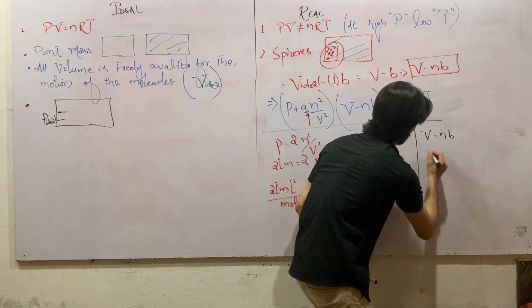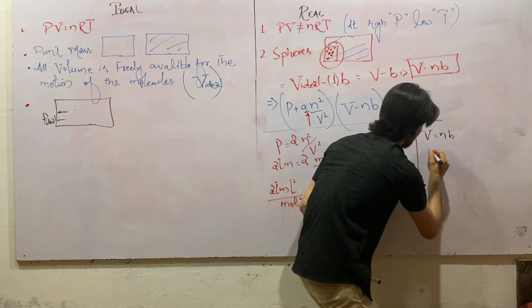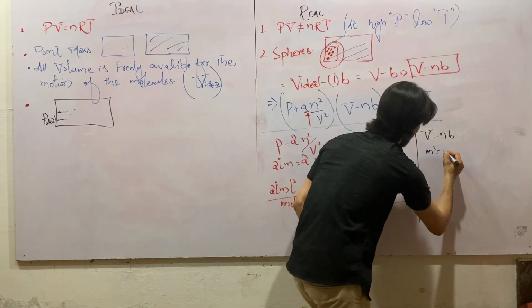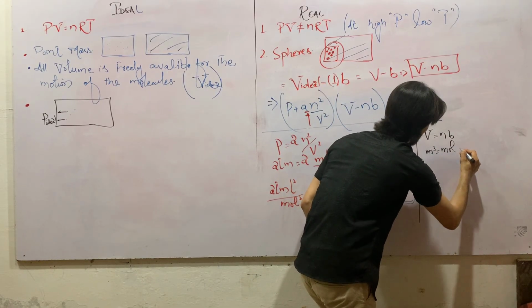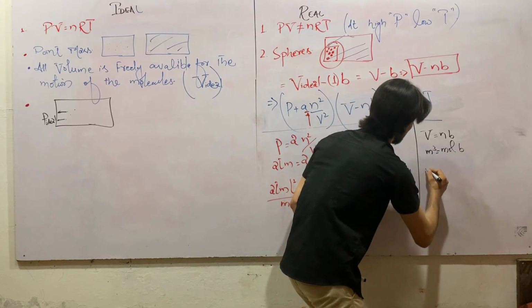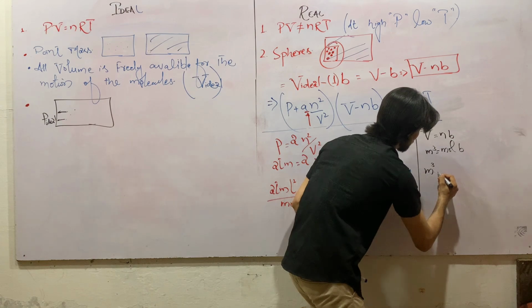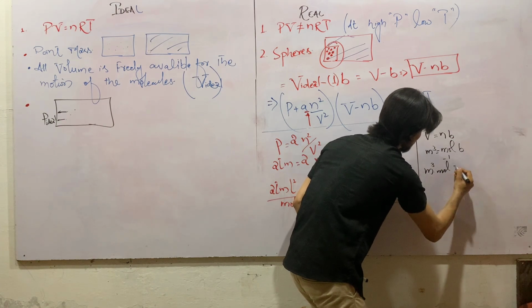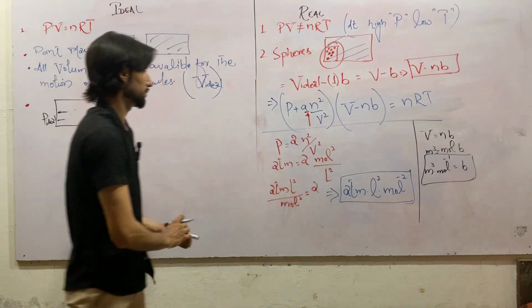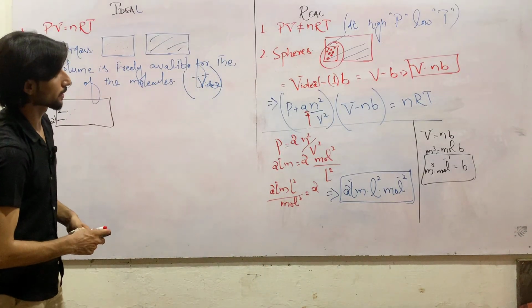So for volume, we have the unit of what? Meter cube. Okay, and for n the unit is mole, and can we find b? So mole comes in the numerator, and we can have meter cube mole inverse as the unit of b. Hope I was able to clarify the concept.